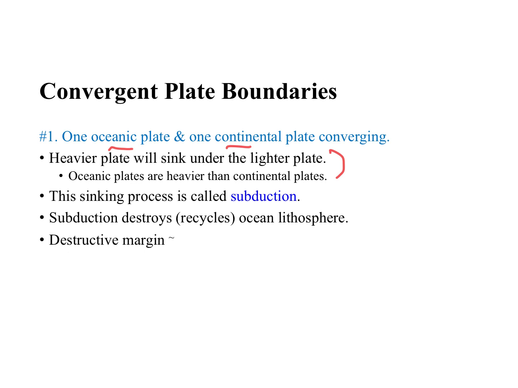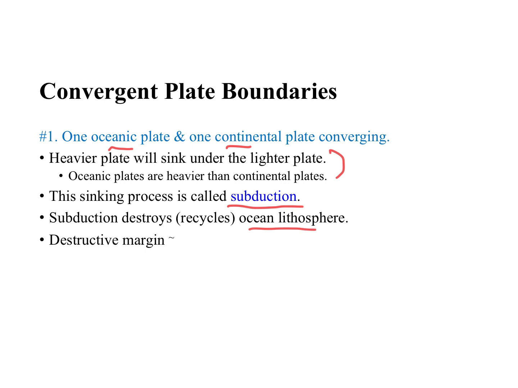The sinking process, one plate sinking under another, is referred to as subduction. So these are subduction zones, and when a plate sinks under another one, it's said the plate is subducting. This process destroys the lithosphere that sinks under, so in this case the ocean lithosphere.